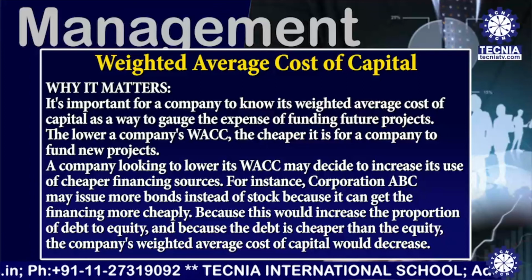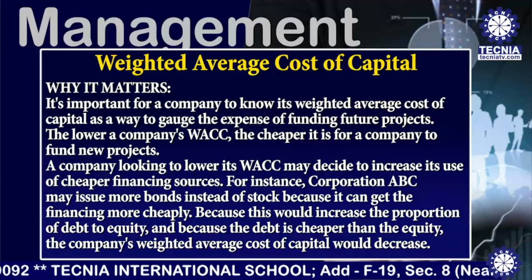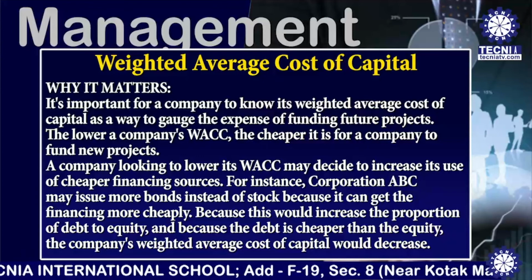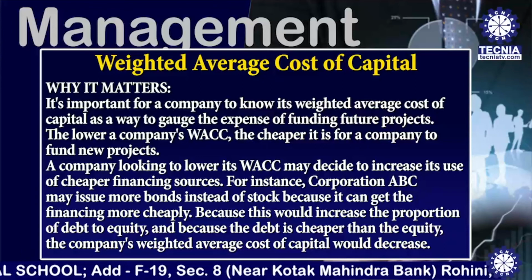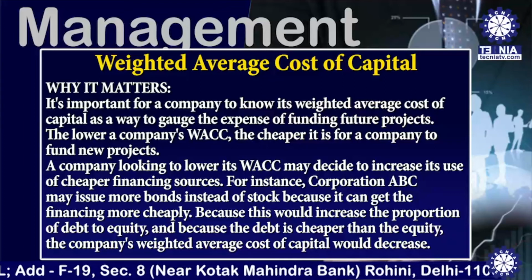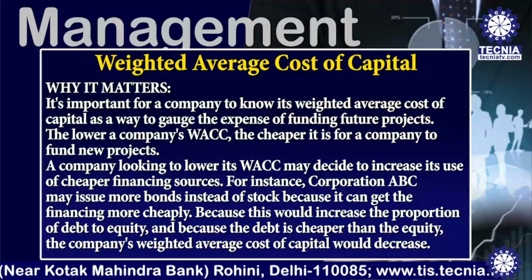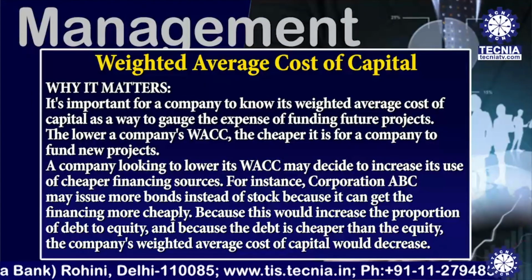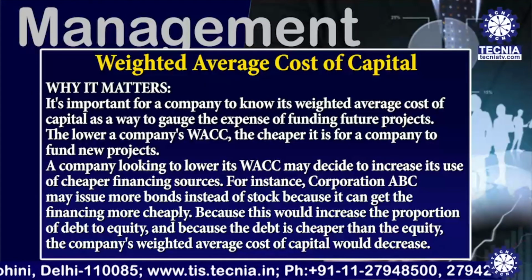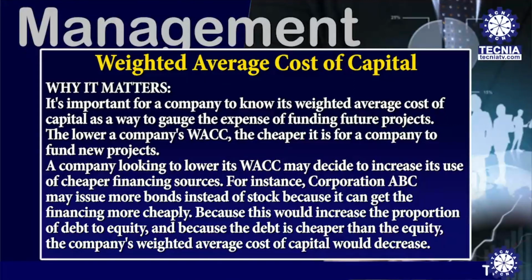to fund new projects. A company looking to lower its weighted average cost of capital may decide to increase its use of cheaper financing resources. For instance, corporation ABC may issue more bonds instead of stock because it can get the financing more cheaply. This would increase the proportion of debt to equity. And because the debt is cheaper than the equity, the company's weighted average cost of capital would decrease.